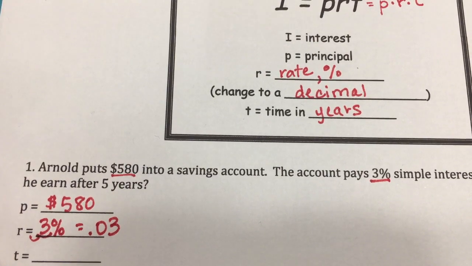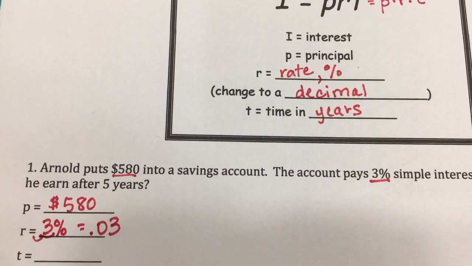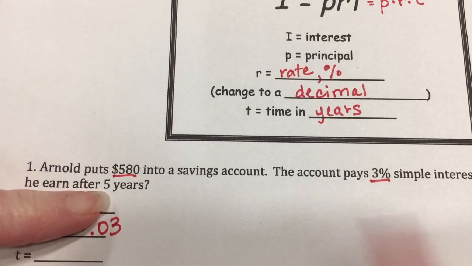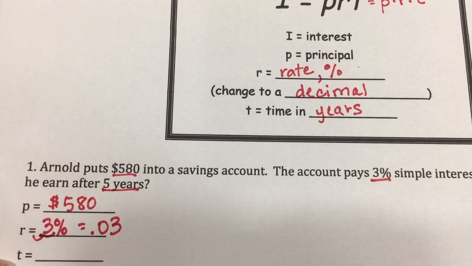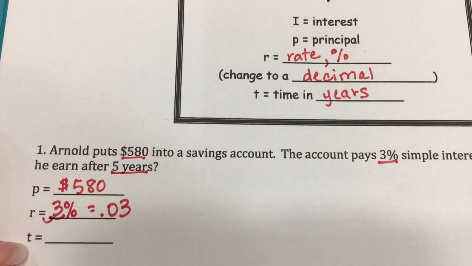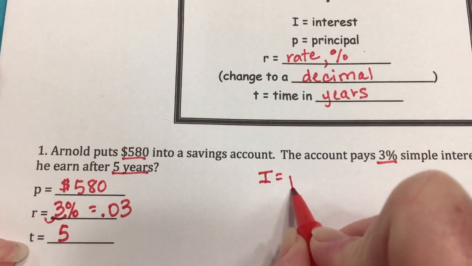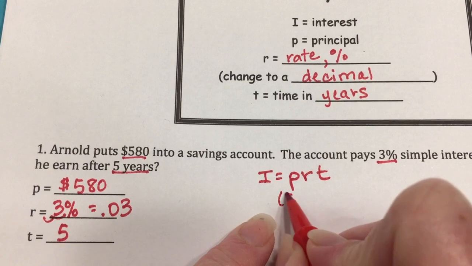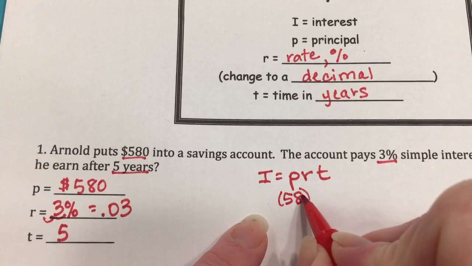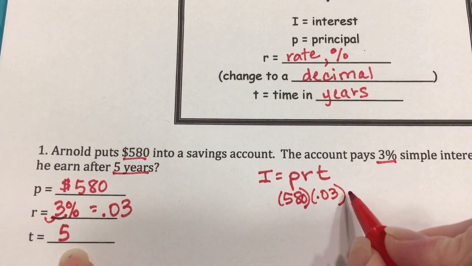And then time is the time in years that the amount was put in the bank. It looks like he left his money for 5 years. It's important to see that word years because we want time to be in years. So in this case, I don't need to change anything. T is 5. The formula tells me to multiply P times R times T. So my principal is 580, my rate is 0.03, and my time is 5.